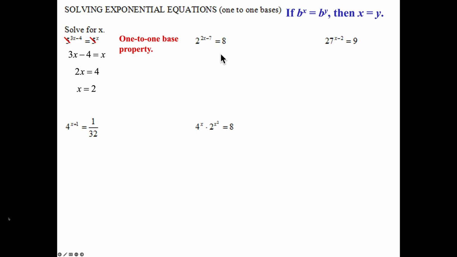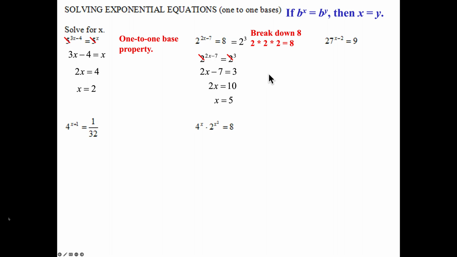My second example here, we have base 2 to the 2x minus 7, but this is equal to 8. So that means we need to rewrite 8 as a base 2. Well, we know that 8 can break down to 2 times 2 times 2, so 8 is the same as saying 2 to the third power. So now we have a one-to-one base relationship. Cancel the base 2's, set the exponents equal to each other, and we'll solve for x. So add over the 7, 2x equals 10, divide by 2, x is equal to 5.